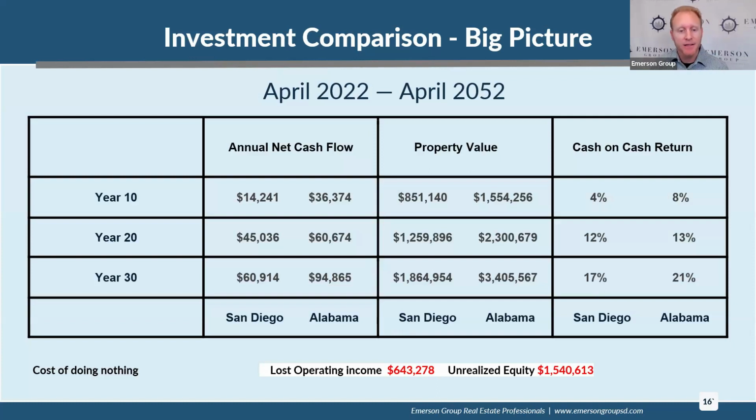It's like 1.6. Additionally, the cash flow. If you look at the cash flow, we're outperforming San Diego by $33,000 a year. So I'm generating $33,000 more a year. I have a net worth of near $1.6 million more, right? And I'm outperforming with the cash on cash. So if you look at the very bottom there, lost operating income, or in other words, the cost of doing nothing, $643,278.